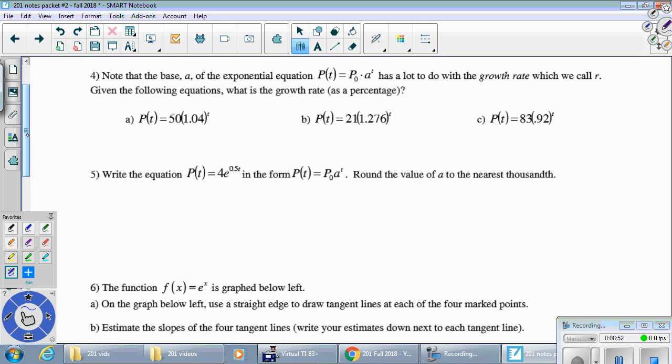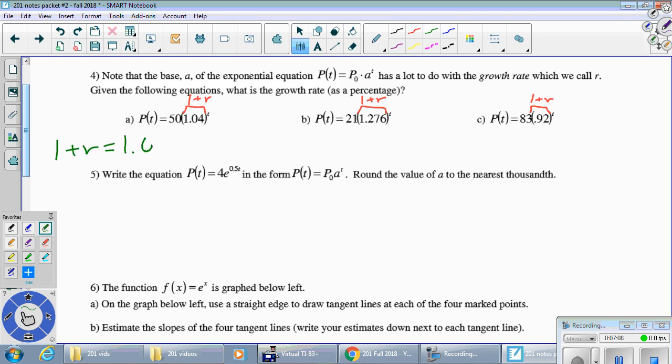Okay, next question has to do with the growth rate. So here's what I know. I know that this thing in the parentheses is 1 plus r, where r is the growth rate. And so for all 3 of these, we're doing exactly the same thing. We're just going to solve 1 plus r equals the thing in the parentheses. So in this case, r, by subtracting 1, is 0.04. It says write it as a percent, so 4%. That's the growth rate there.